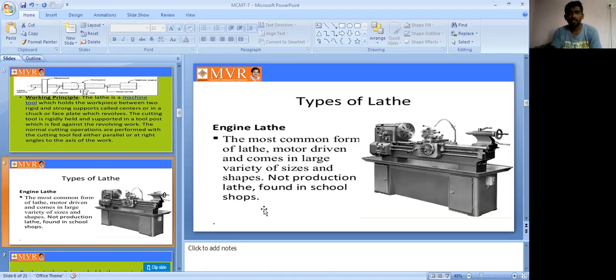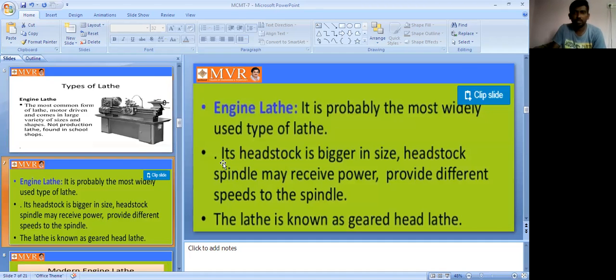So that is a major point here. We mostly use this kind of engine lathe in mass production. These kind of lathe machines we cannot see in general shops. So that is the engine lathe. See here, the engine lathe is probably the most widely used type of lathe.